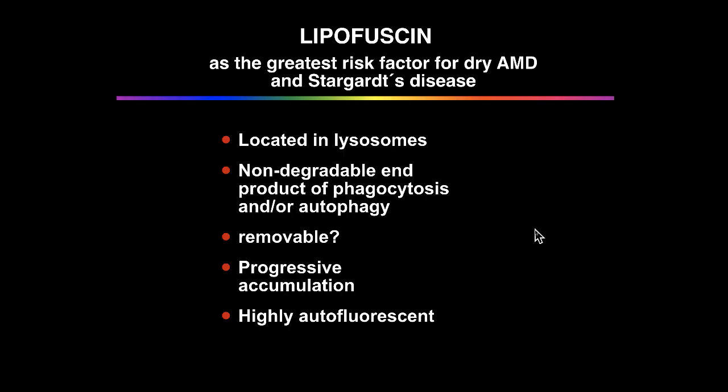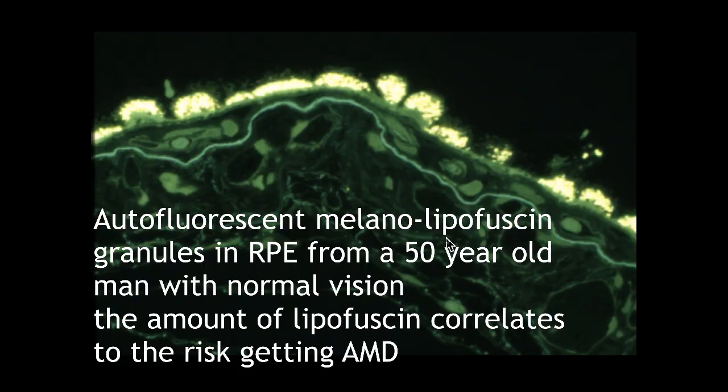Lipofuscin is the greatest risk factor for dry AMD and Stargardt's disease. It is located in lysosomes. It is a non-degradable end product of phagocytosis and autophagy. The question whether it is removable or not is currently under discussion, but there is clear evidence that under certain conditions it can be removed. It shows progressive accumulation, and it is highly autofluorescent, as you can see here in this image.